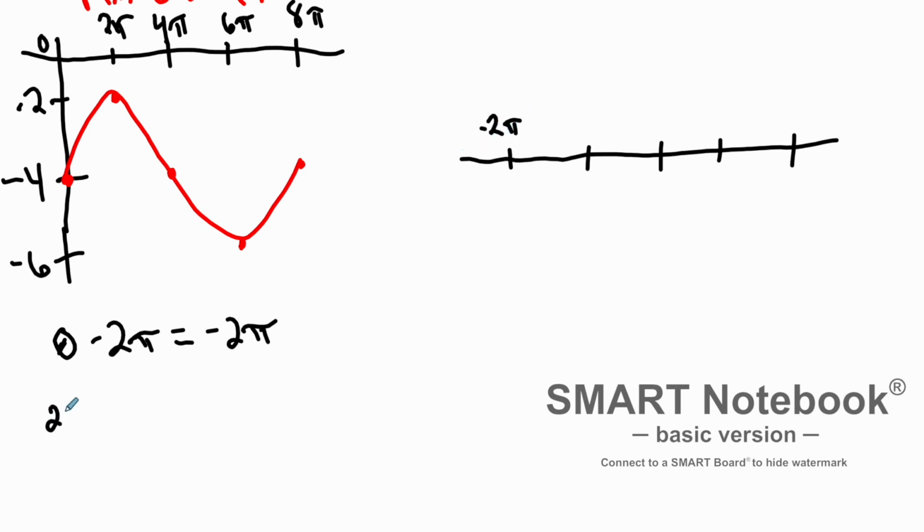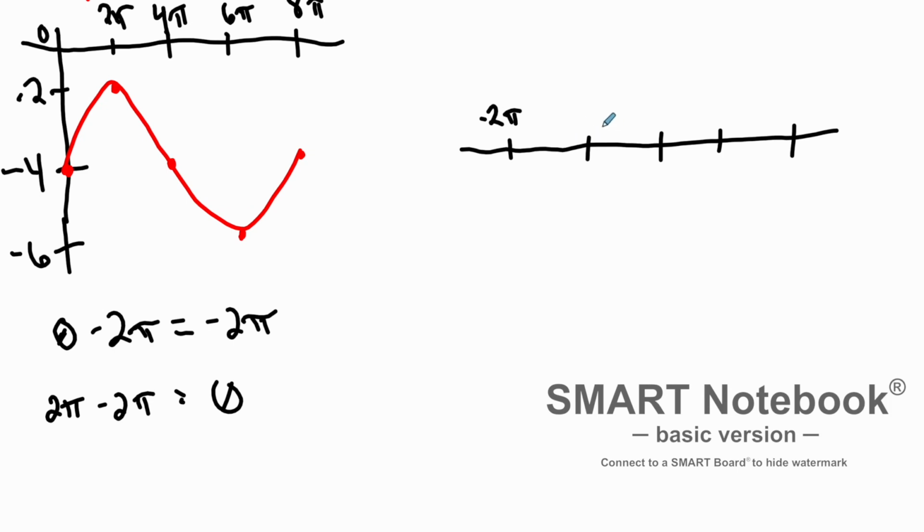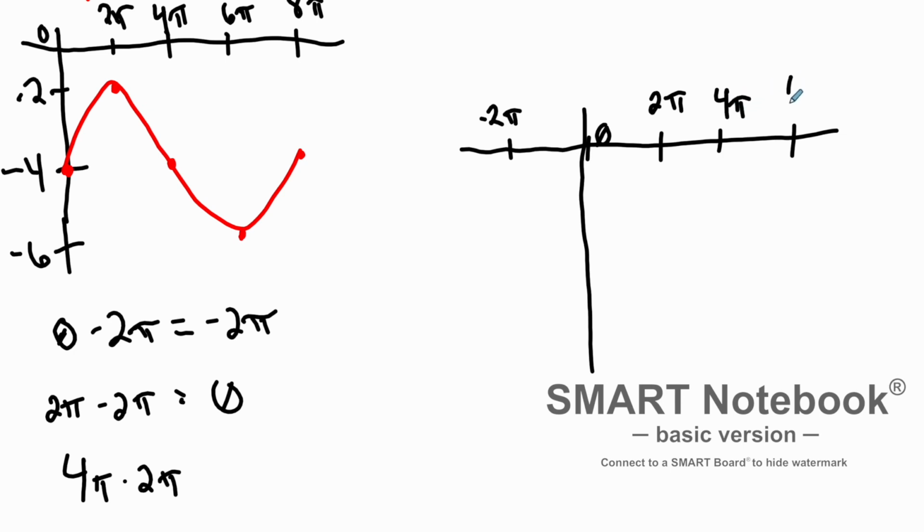Next up, the next point is 2 pi. Well, 2 pi minus 2 pi, that's nice because that's just 0. So this is 0. Well, what happens at 0? Yep, y-axis. Next up, 4 pi. Well, 4 pi minus 2 pi, that just gives me 2 pi. So here's my 2 pi. And then next up, we have 4 pi and then 6 pi. The y values are still the same. So negative 2, negative 4, and negative 6.